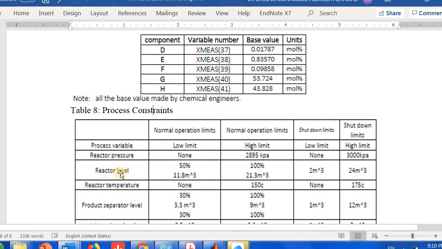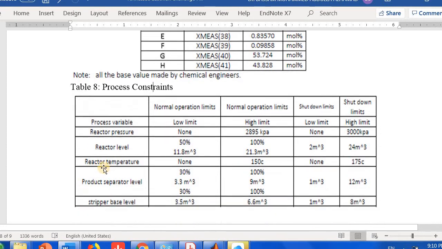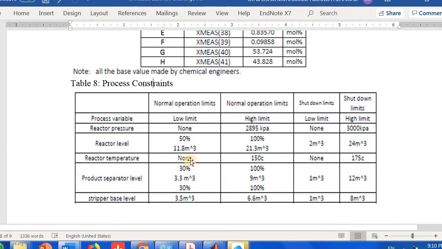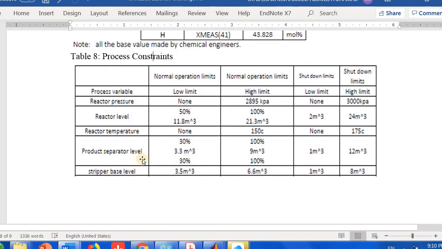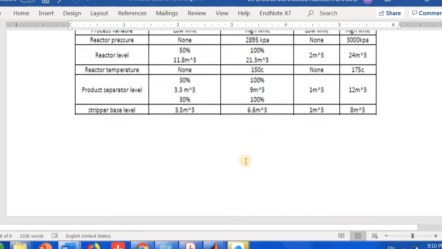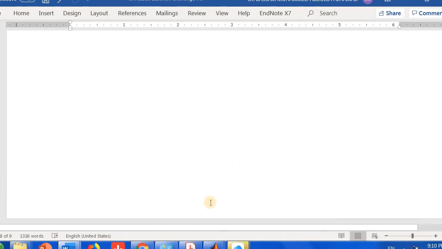Okay, what about the level within the reactor? 50% is the minimum, 100% is definitely full, the maximum. The shutdown limit is 24 cubic meters. Reactor temperature: if you go low, it's fine, but if you go higher than 150, it's a problem. That's the normal operation limit. But if you reach 175 degrees centigrade, it's going to shut down. What about the product separator level? 30%, 100%, 12 cubic meters is a shutdown limit, and so on. So these are the shutdown limits that you have.